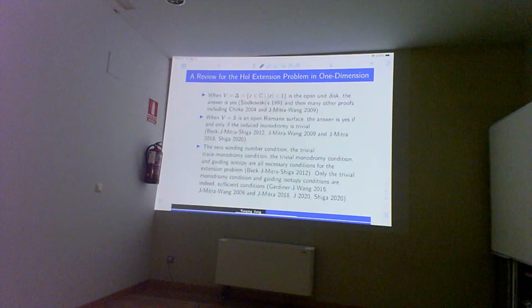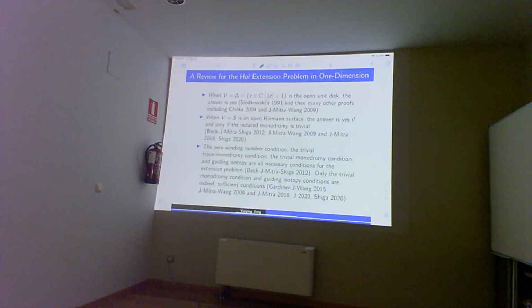Now for this problem, I think it is quite complete. In Chirka's paper, he introduced the so-called zero winding number condition. He first said that a holomorphic motion can be extended if and only if it has the zero winding number condition. But actually that's not right. Basically, the right condition is the so-called trivial monodromy condition.